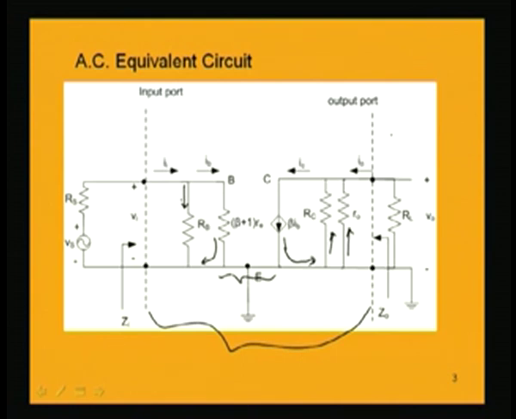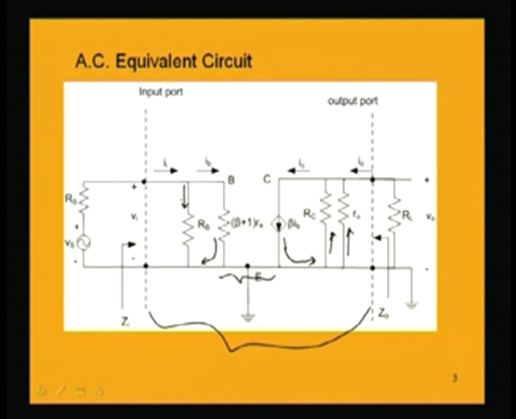Now, if we want to find out input impedance, Zi denoting the input impedance, we have to take the input terminals and find out the voltage at these input terminals, Vi, divided by the current Ii. Input voltage by input current will be the input impedance.